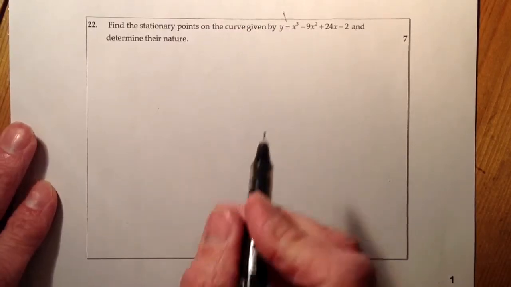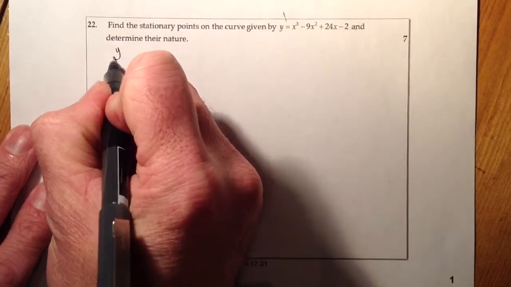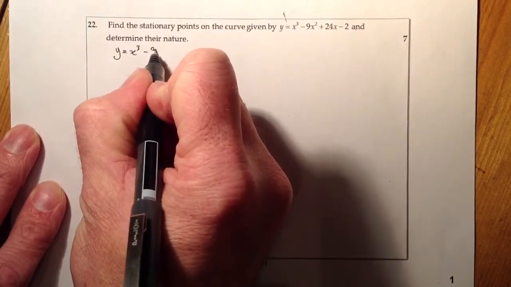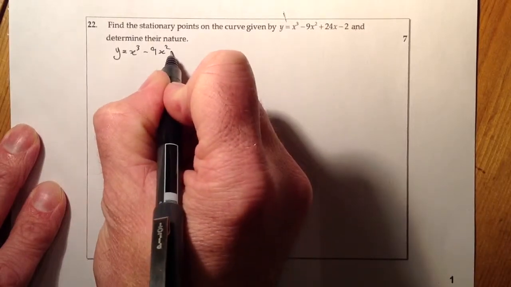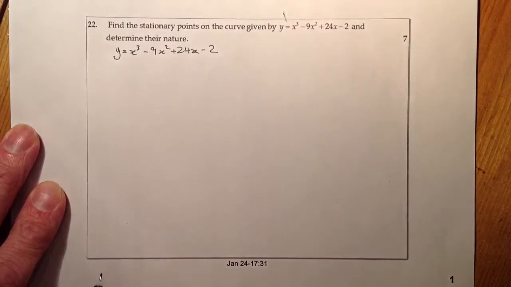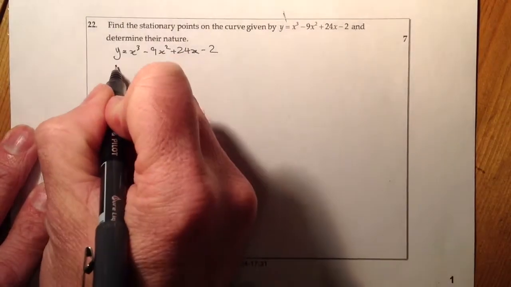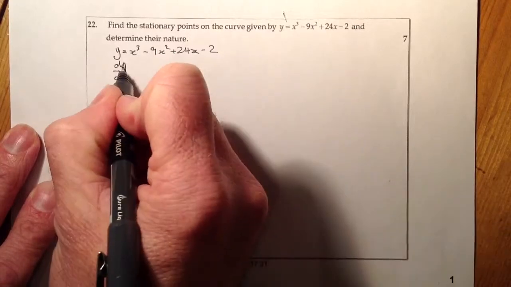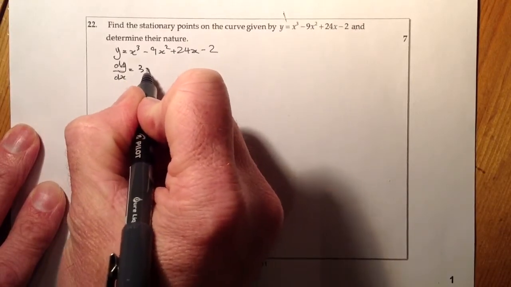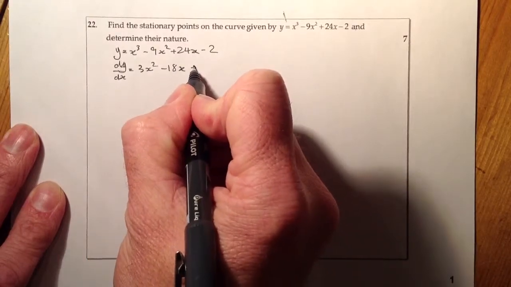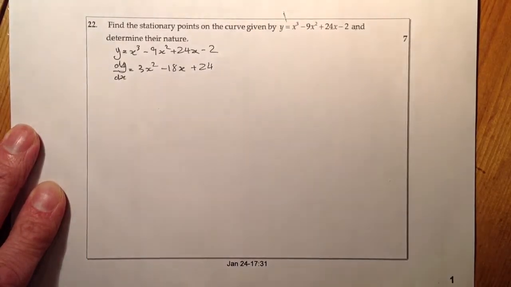So that's the process that I'm going to follow for this type of work. Let's go ahead and do that. I'll write down the equation first of all. So I've got y is equal to x cubed minus 9x squared plus 24x minus 2. First thing I said we'll differentiate. So dy by dx, because it's in a form where I can just differentiate it, is going to be equal to 3x squared minus 18x plus 24. And the 2 will go to 0 when we differentiate that out.